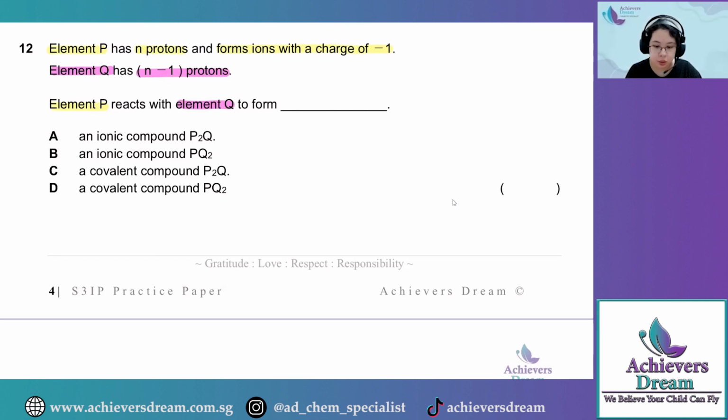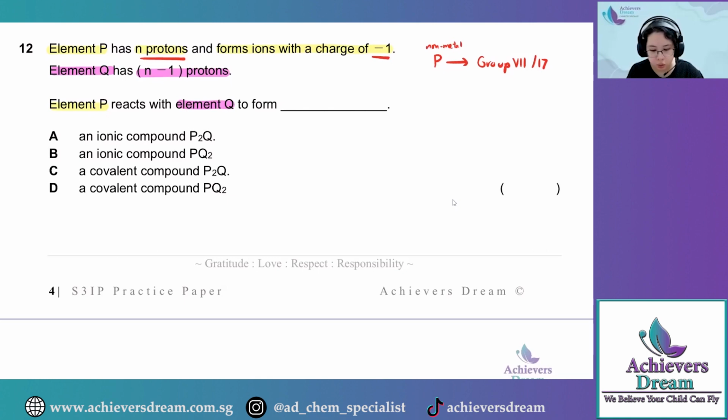Alright, so element P forms negatively charged ions and it has n protons. So the ions it forms have a charge of -1, and this implies that P must be in group 7 or 17. Why? Because group 17 elements always form ions with a charge of -1. And this tells us that P must be a non-metal because all group 7 elements are non-metals.